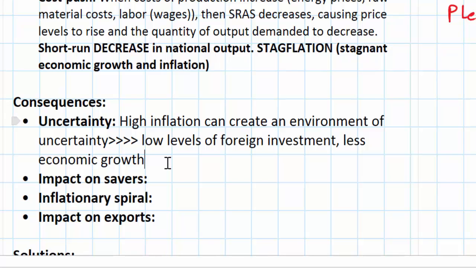Domestic firms, uncertain about the future prices at which they'll be able to sell their goods, might cut back on investment as well. So inflation could create an environment where there is less incentive for firms to invest, both foreign and domestic. This could slow economic growth in the long run.